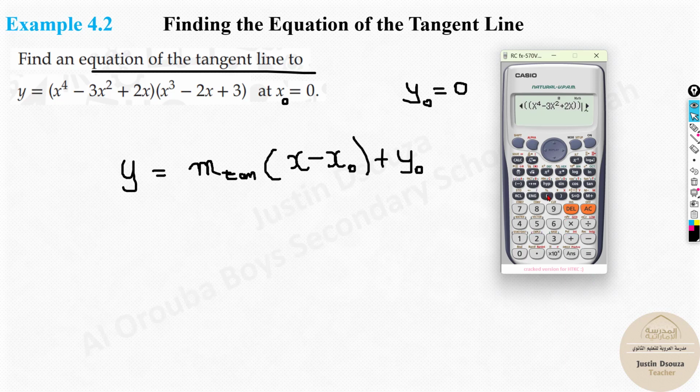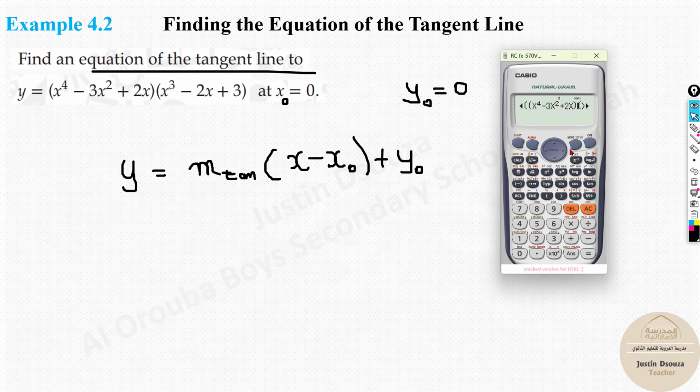Now close the bracket and open the bracket again. And what is it? X cube. Shift and this symbol gives you cube directly. Minus 2 alpha x plus 3 and close the bracket. Now why it's important: if I don't close this bracket, look over here, and I put the x value as 0, I'm not getting the answer.